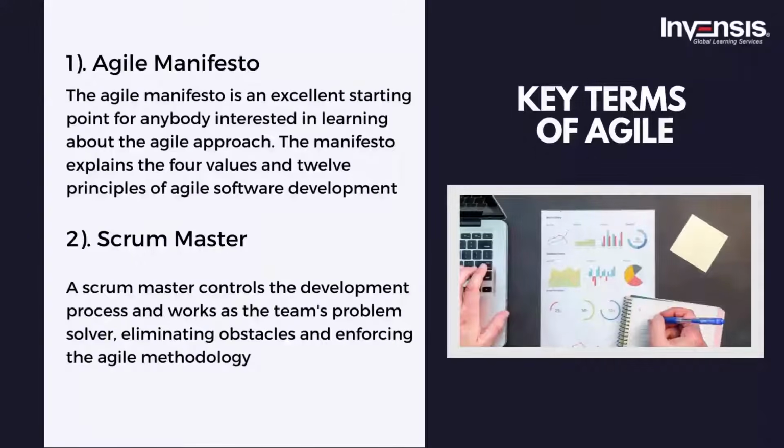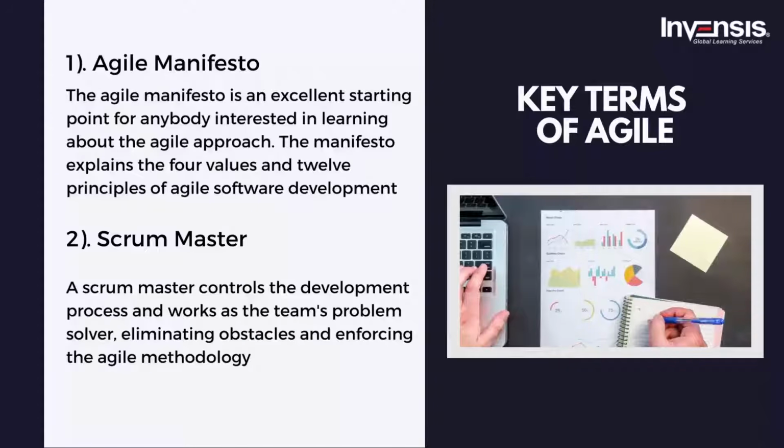First, Agile Manifesto. The Agile Manifesto is an excellent starting point for anybody interested in learning about the Agile approach. The manifesto explains the 4 values and 12 principles of Agile software development. It was written by a group of software engineers in an attempt to present a clear and alternative set of software development techniques.